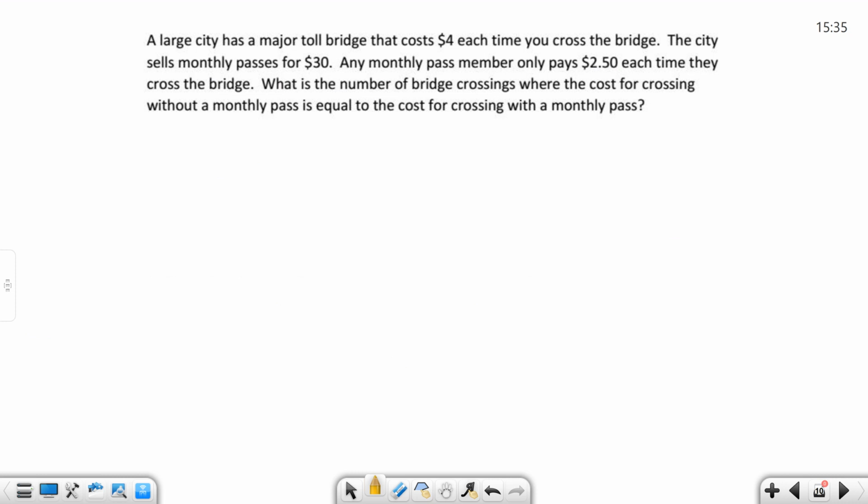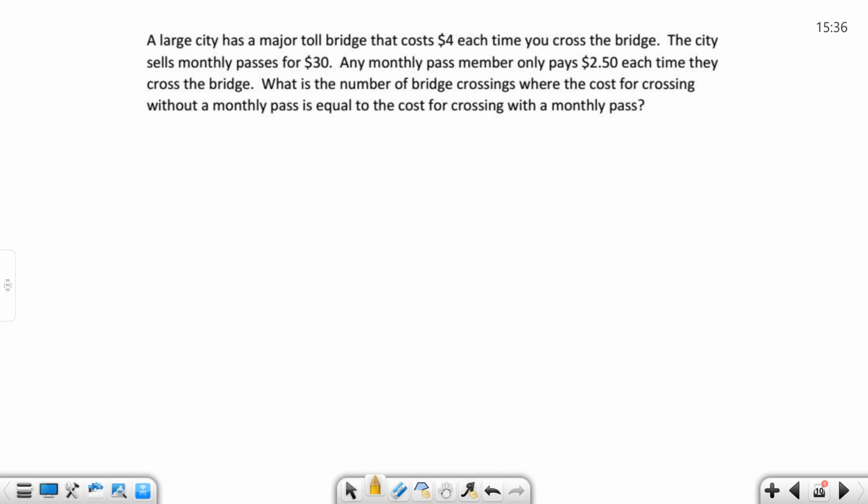All right. A large city has a major toll bridge that costs $4 each time you cross the bridge. So some of you may live in metropolitan areas or large areas that have this. Every time my family goes to Orlando for Disney or Universal or SeaWorld or just for a trip, we go down the Florida Turnpike, and we have to pay a toll. And so a lot of places do this. I think in Tuscaloosa, Alabama, there's one now that goes around the city, and it's a toll road, not a bridge. It's a kind of bypass around town, and if you ride on it, you have to pay a toll, and they do that to help fund it.